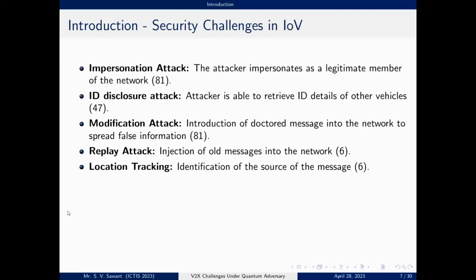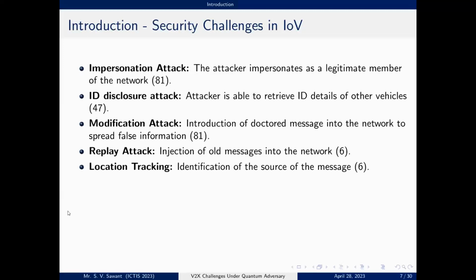In my paper, I've considered five basic attacks, and based on that, I've done some security analysis. First is the impersonation attack, in which the attacker behaves as a legitimate member in the network and floods some messages in the network. Second is the ID disclosure attack, in which the attacker is able to retrieve the ID details of other vehicles. Third is the modification attack, in which the attacker introduces doctored messages, like saying there is a road accident ahead when there is no accident. So these are modification attack examples.